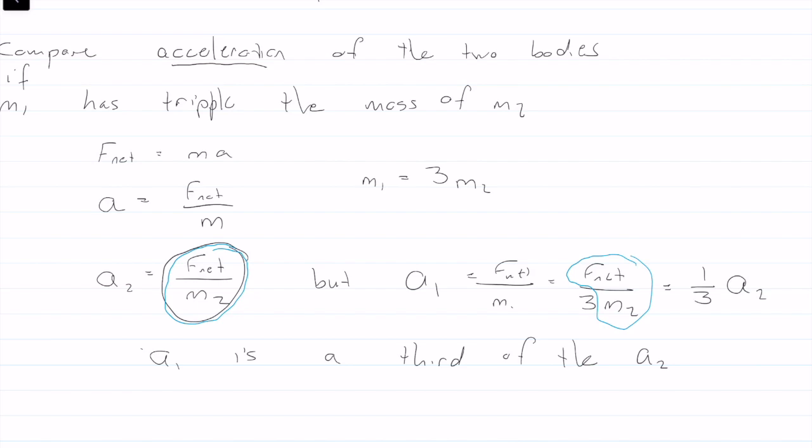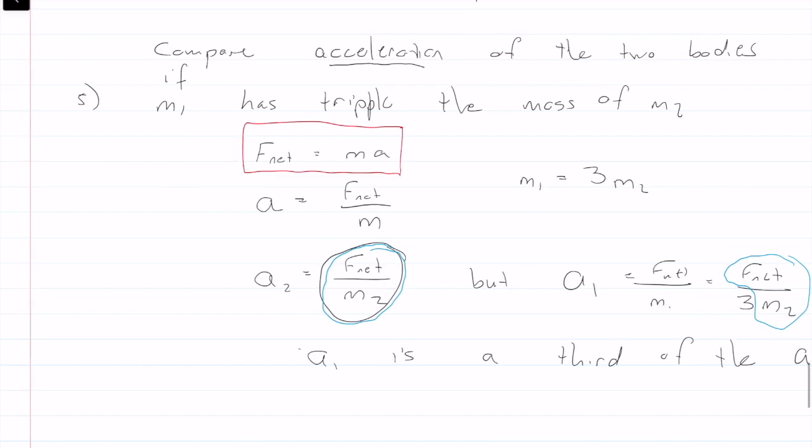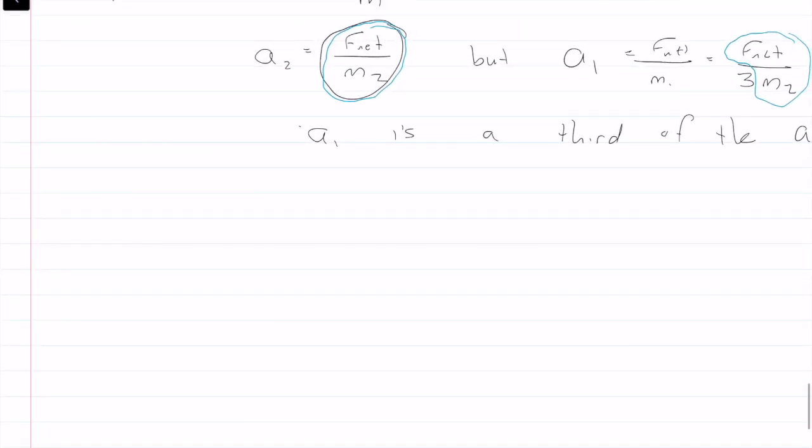I hope that kind of makes sense. It's the same kind of situation where all we're doing is looking at F net equals ma as our governing equation, and taking note that from Newton's third law, the net force experienced by both bodies is equal. Okay, so now we're going to move on to another example. All of these examples are very similar.